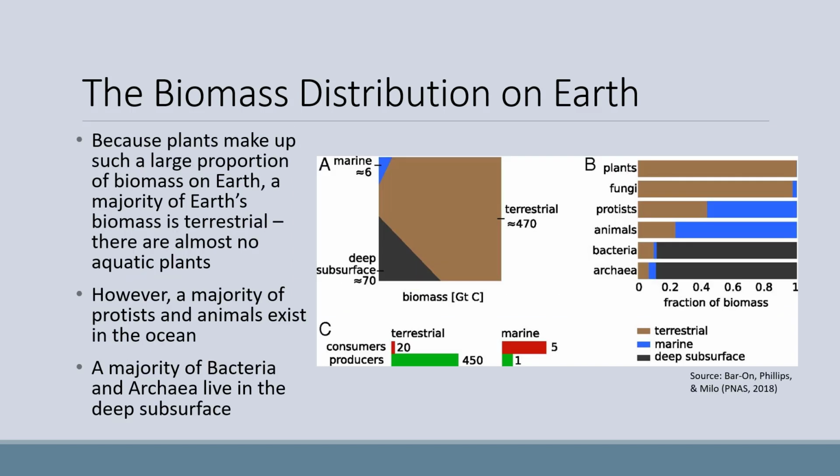A majority of Earth's biomass is terrestrial, and this is because plants make up such a large proportion of biomass on Earth. There are almost no aquatic plants. However, a majority of protists and animals exist in the ocean. That's where a majority of phytoplankton live as well, though phytoplankton can also live in freshwater systems. And then a majority of bacteria and archaea live in the deep subsurface.